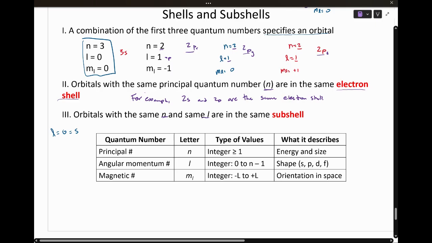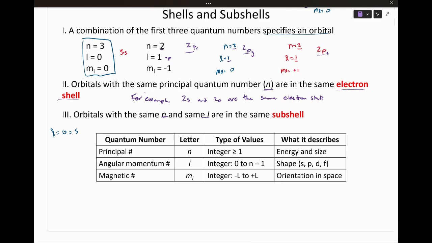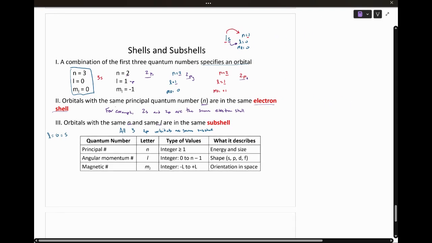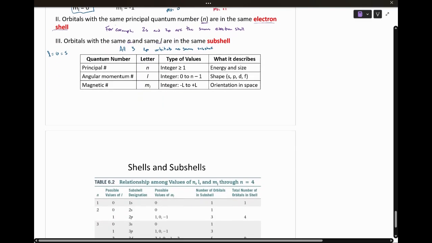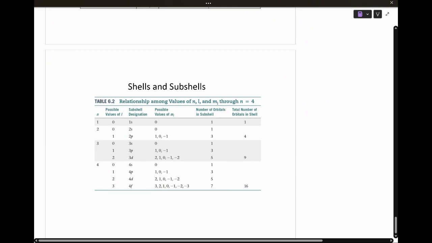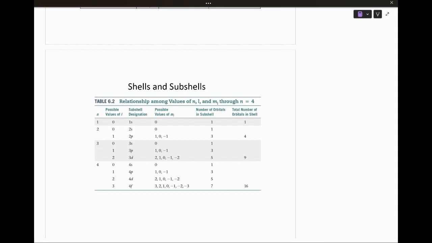And so all of the 2p orbitals that we talked about above are in the same subshell. So all 3 2p orbitals are the same subshell. And then if they have the same n, L, m sub L, then those are distinct orbitals that exist in different regions of space. Okay? So let's look at this collection of possible quantum number values and then just talk about the shells, the subshells, so on and so forth.